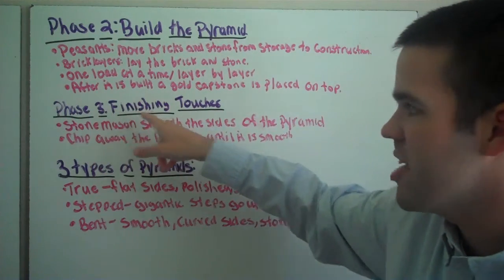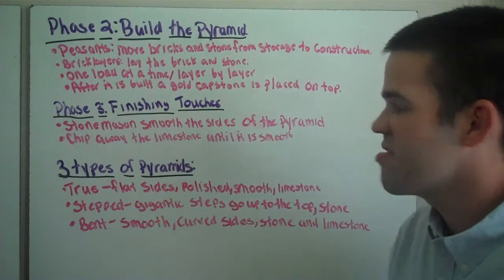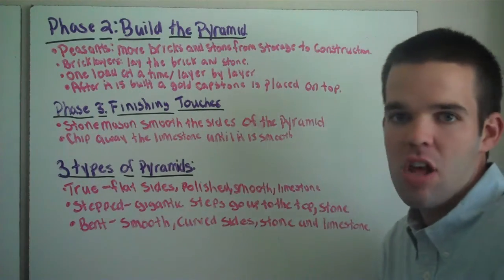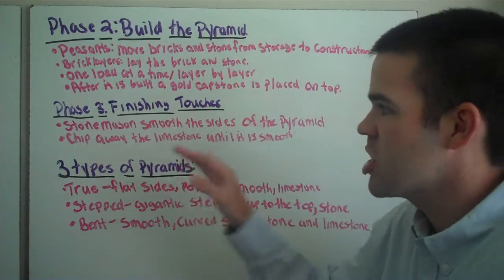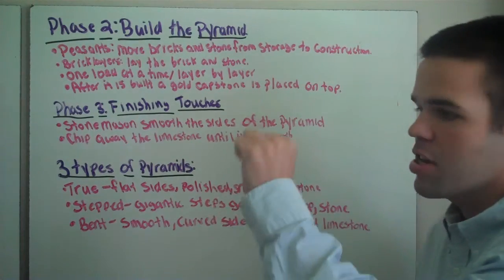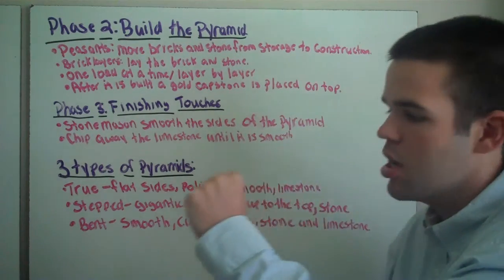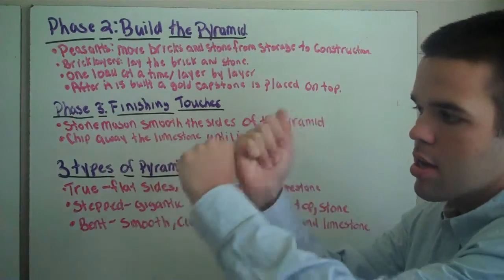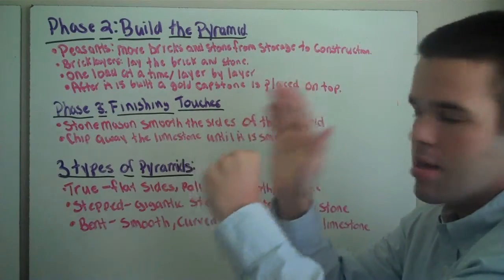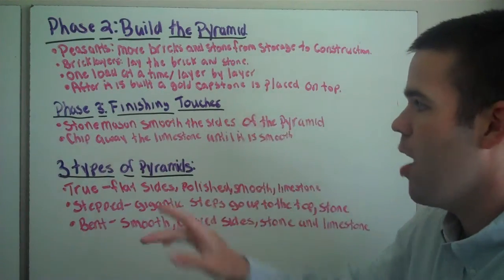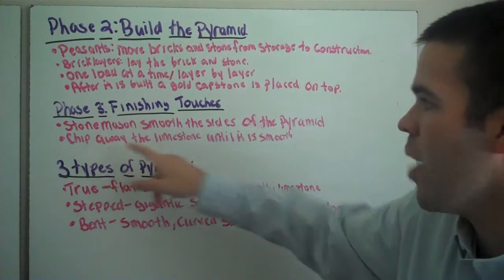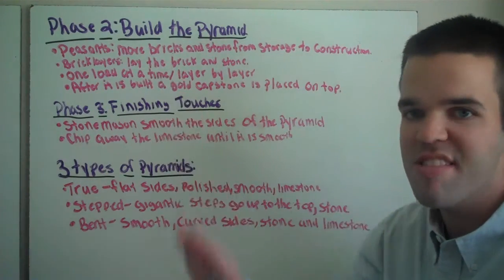So phase 3, finishing touches. Stonemasons smooth the sides of the pyramid. There is only one way that ancient Egyptian stonemasons did this. They took picks and hammers and basically started chipping it. And they kept on. This process chopped away the limestone until it was completely smooth.